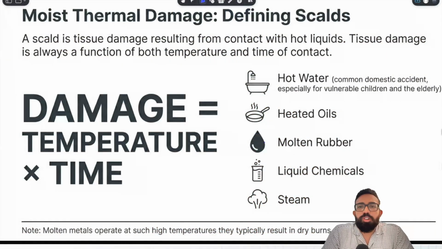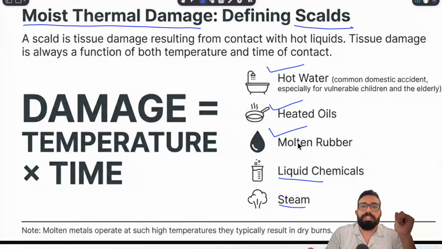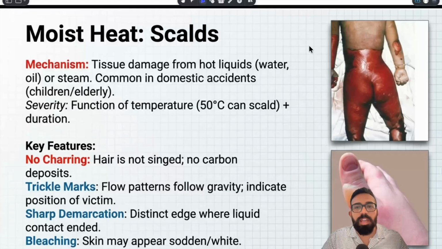Now we'll come to the topic of scalds. When do we say a burn? When do we say scalds? We say scalds whenever there is thermal injury due to moist thermal damage. What can be moist thermal damage? The moist thermal damage can be hot water, hot oils, molten rubber, some chemicals, steam. Remember, dry heat causes burns, wet heat causes scalds. Generally, these are seen in household accidents, and the pediatric population is more involved.